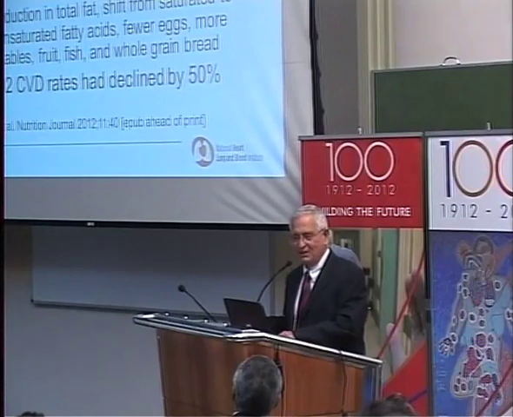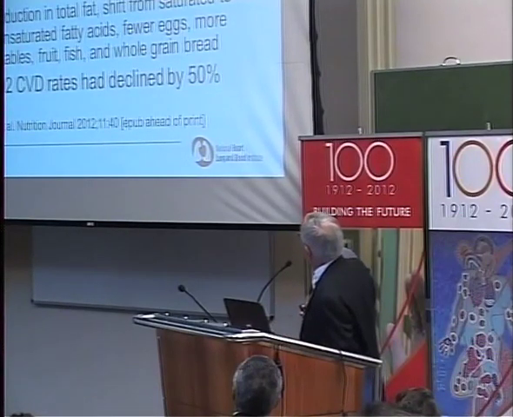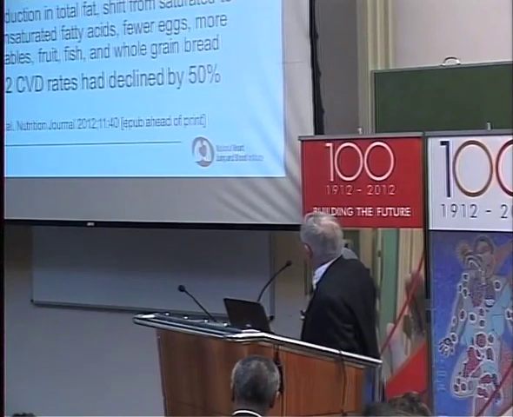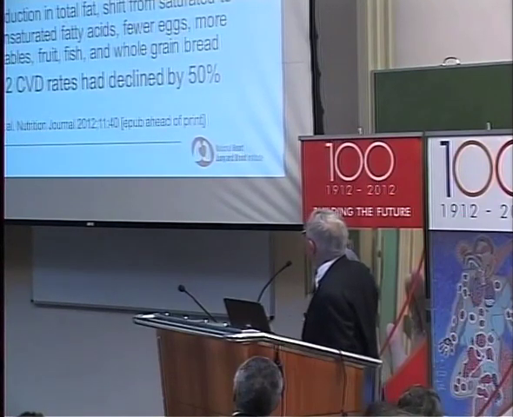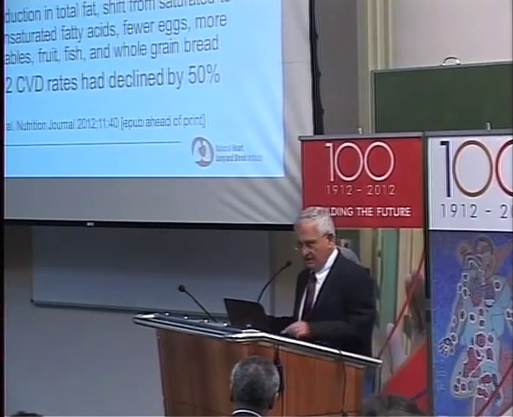Okay, I'll show you more detail. So in the 1970s, they also in Northern Sweden had a high risk. They started a community intervention program, and they called it a modified Mediterranean diet, modified in the sense that total fat was reduced, but they shifted from saturated to polyunsaturated fatty acids, fewer eggs and more vegetable fruit and all the good stuff, whole grain bread. And their rates declined by 50%.